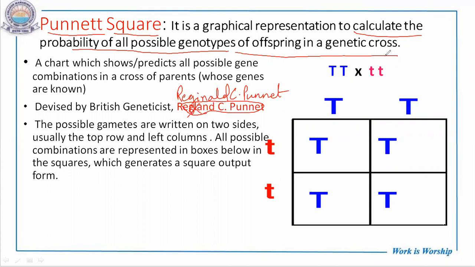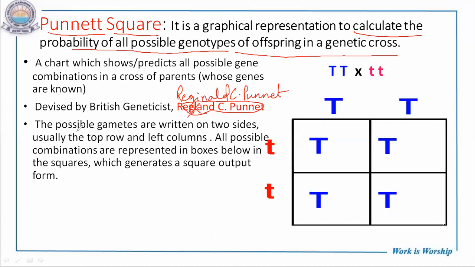So while you do a genetic cross, you get so many offsprings, and to write down the possible genotypes of those offsprings graphically in a table, and to find out the probability of those possible genotypes, it becomes very easy when you represent them in a Punnett square. All the possible gene combinations in a cross of parents whose genes are known, it is easier for us to predict through a Punnett square.